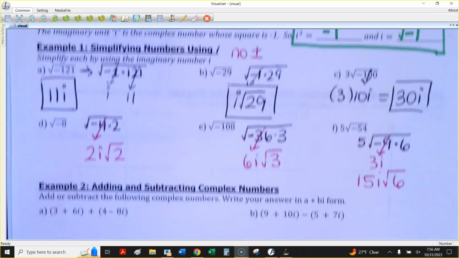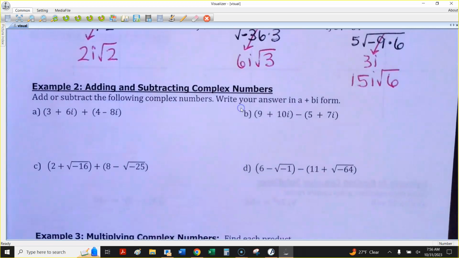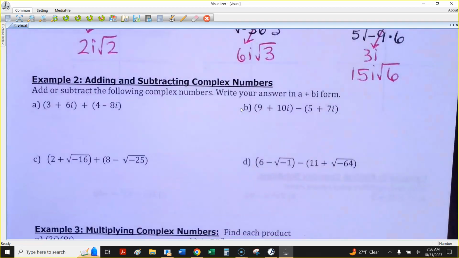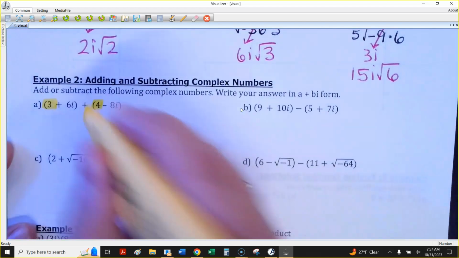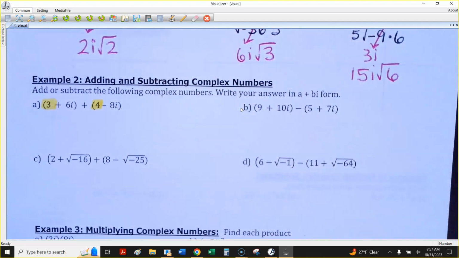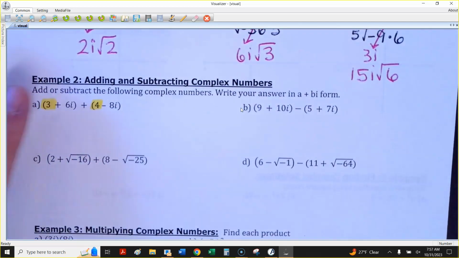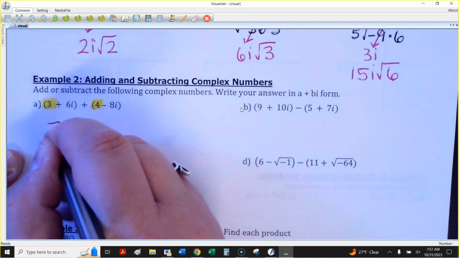Okay, now, little example here. What are we doing? We're going to add or subtract these. Okay, I promise this is not terrible. This is literally just combining like terms. All right, so I'm just adding these two together. So you're going to add the real parts together. So I've got a 3 here and a 4 here. So just 3 and 4, 7, done.